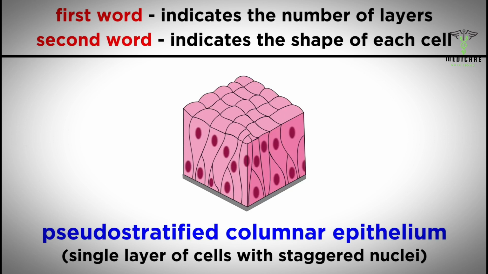Now, before moving on to stratified epithelia, we should mention pseudo-stratified columnar epithelium, which is like simple columnar epithelium, but the nuclei are staggered in their positioning, and sometimes the cells are of varying heights, with some not reaching the apical surface. This gives it the appearance of being stratified, hence the name.